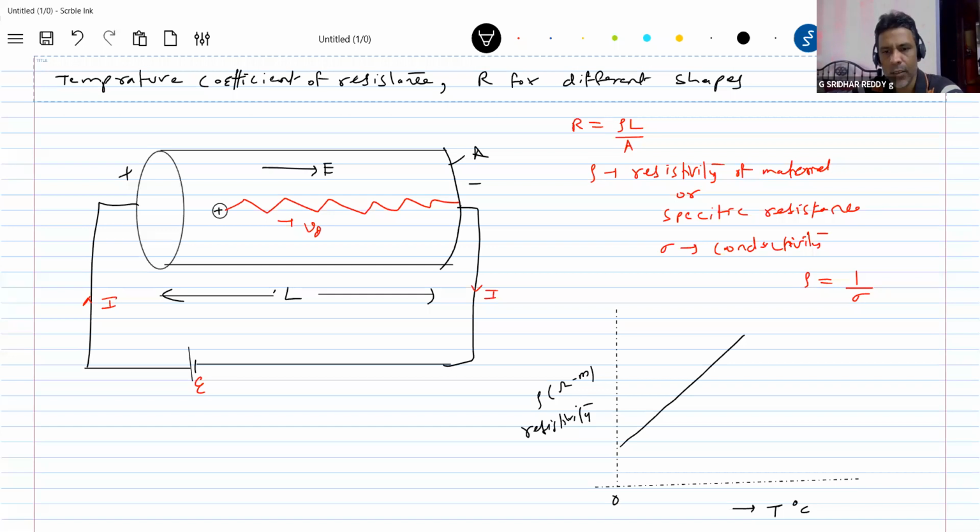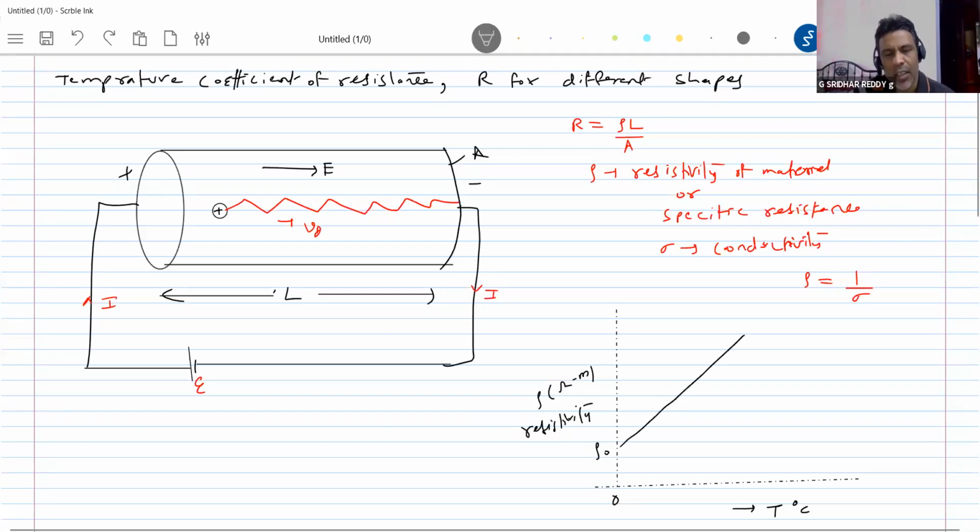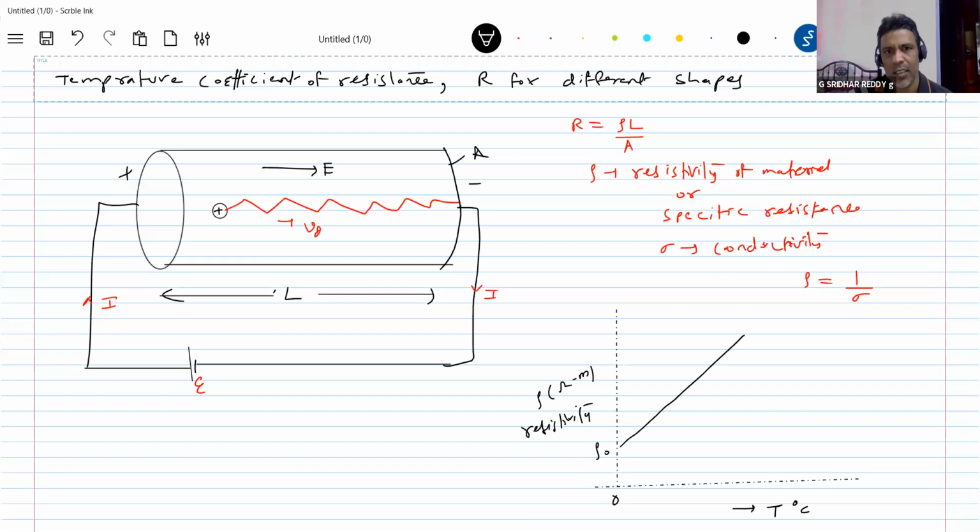Then at 0 degrees Celsius, it will have some value rho naught. This will be the variation. Actually, it will be a curve. For most of the metals, the variation of resistivity with temperature is so small that we assume it to be almost a straight line. Even if some books give a curve like this, it is justified. Nothing wrong with that, but it should not start from zero. Zero resistivity of a material is not possible. At 0 degrees, it will have some resistivity, starting with rho naught. So there is a variation of resistivity.